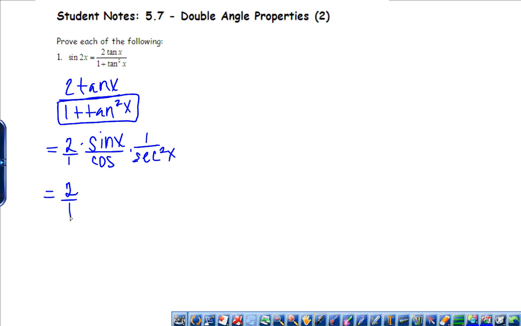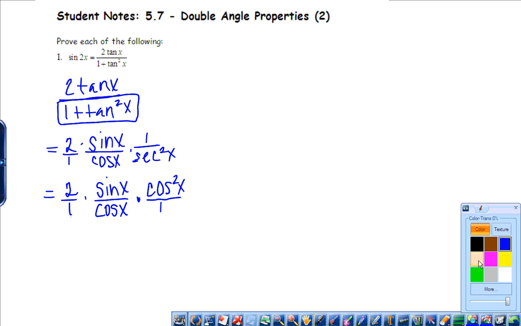Well, I still have my 2 over 1. I still have my sine x here, and I have my cosine. Whoops, I forgot my x up there. I have my cosine x here. Well, I know secant squared is actually equal to cosine. So I can actually leave that or change that to cosine squared x and put that over 1. Well, this actually is going to help me out, which makes this nice.